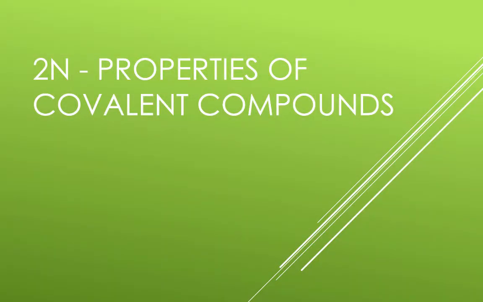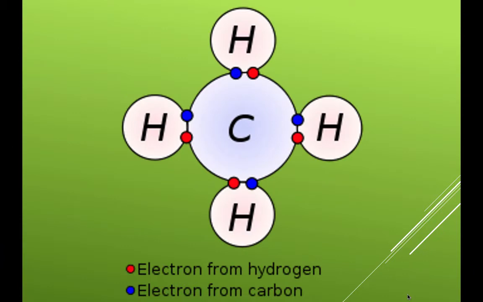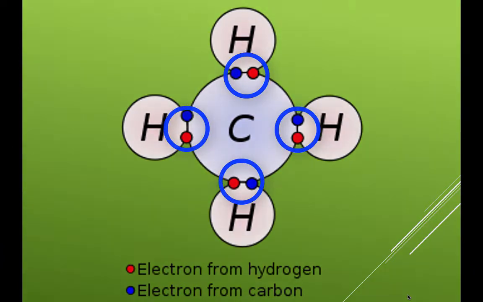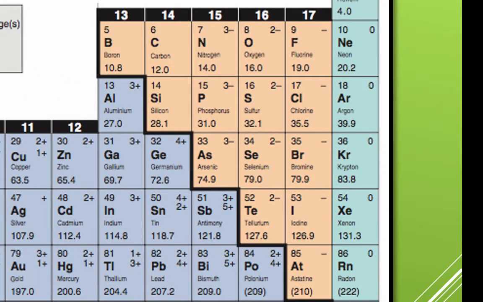Lesson 2N Properties of Covalent Compounds. Recall that covalent compounds are created when two or more nonmetal atoms share electrons to complete their valence shells. This means atoms from the right side of the periodic table exclusively.